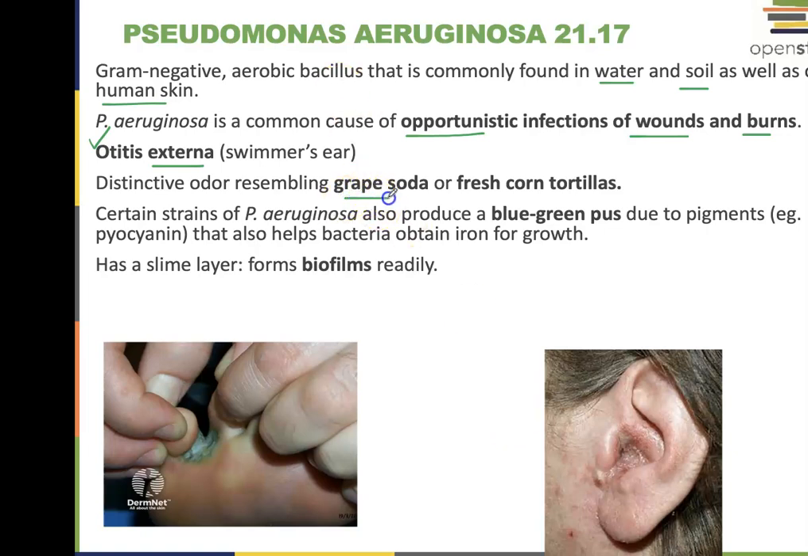What's interesting about Pseudomonas is it has a distinct smell, like grape soda or fresh corn tortillas. Another interesting thing is that some of them make a hallmark blue or green pus. It has a pigment that makes it look that way, and it helps the bacteria obtain iron for growth, so it does have a role. The last thing to remember is that it forms biofilms. If you remember from other chapters, Pseudomonas biofilms were really prevalent in hospital settings, and it's hard to get rid of because of those biofilms. This is a Pseudomonas infection between the toes. You can see that green color.